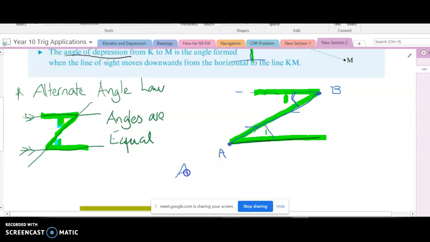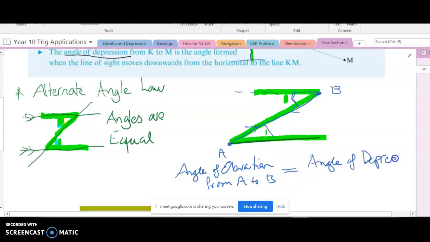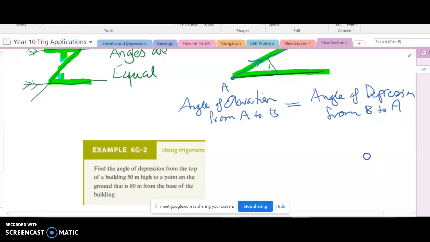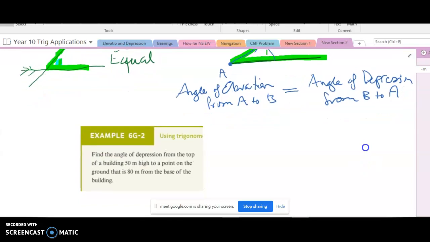The angle of elevation from A to B is equal to the angle of depression from B to A. And the best way for me to demonstrate the importance of that law is when we're looking at this question here.